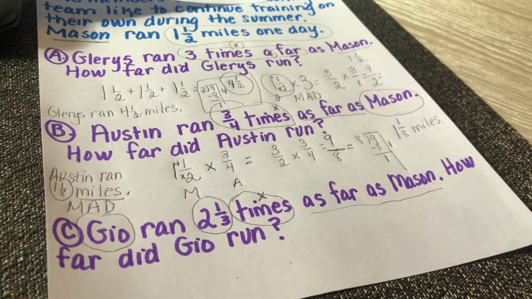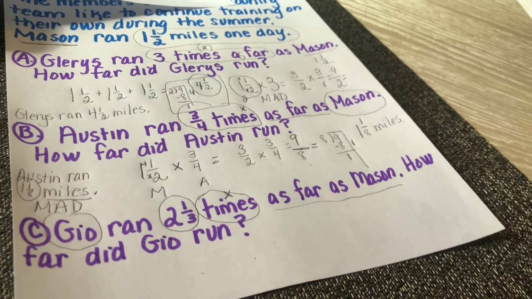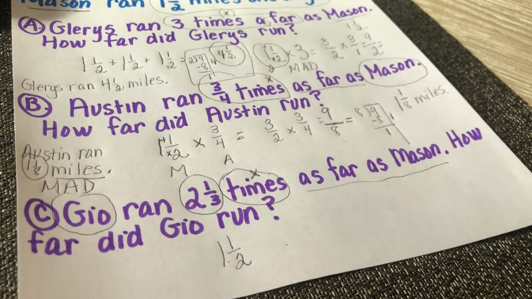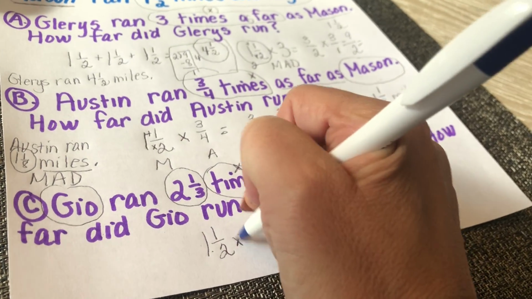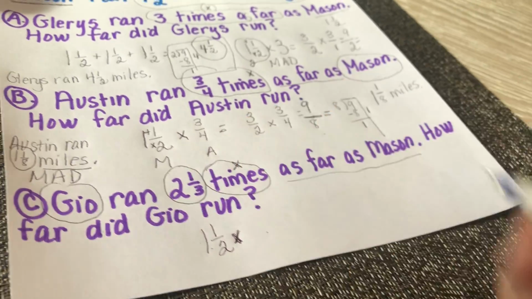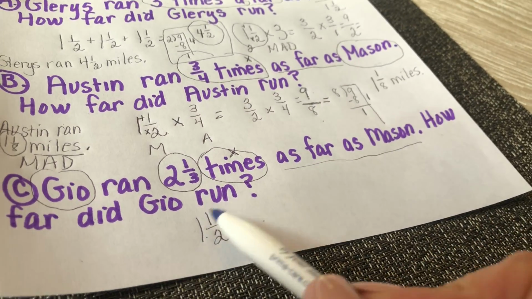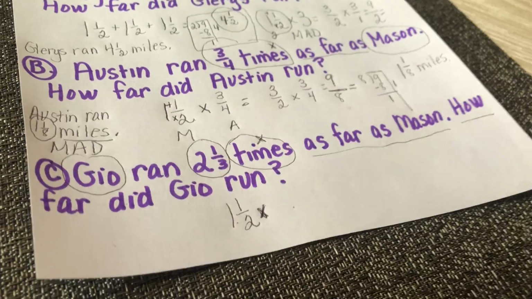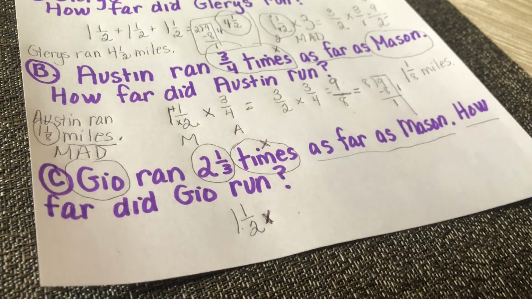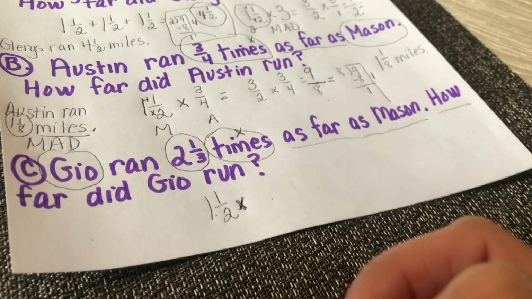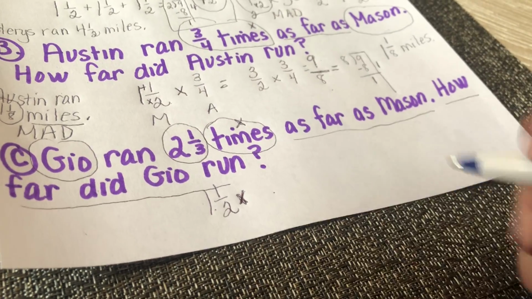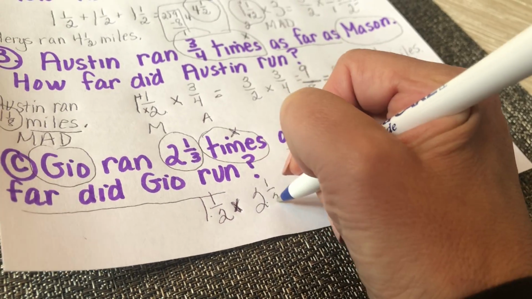Geo ran 2 and 1/3 times as far. So let's look at Mason again. Mason ran 1 and 1/2 miles, multiplied by, now our goal is to find out how far did Geo run? That is what the question is asking us to do. So really important information: 1 and 1/2 times 2 and 1/3.